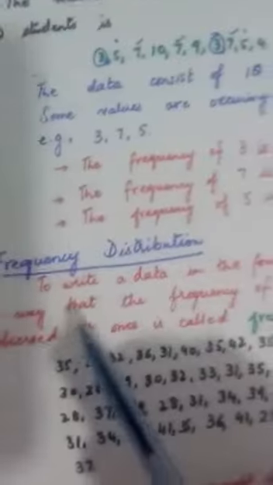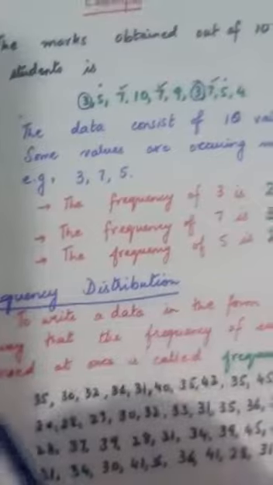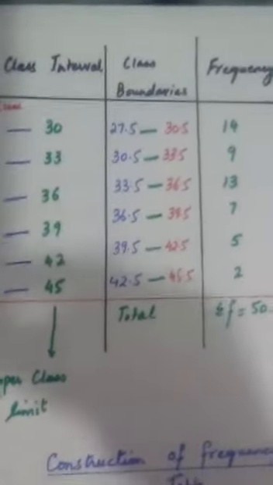Now the frequency is also arranged and represented in the form of a table that is called a frequency distribution table. So to write data in the form of a table in such a way that the frequency of each class can be observed at once is called frequency distribution. Now if you look at the data, this is called the scattered or ungrouped data, and the above data is the weight of 50 students selected from the school. Now if we arrange the data, as you can see here, this arrangement of the frequency in the form of a proper table is called the frequency distribution table.